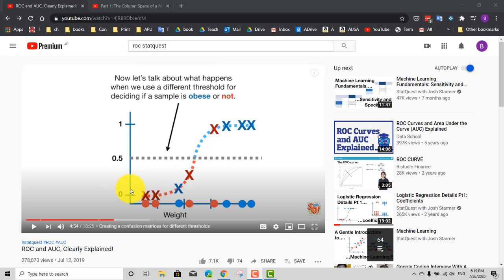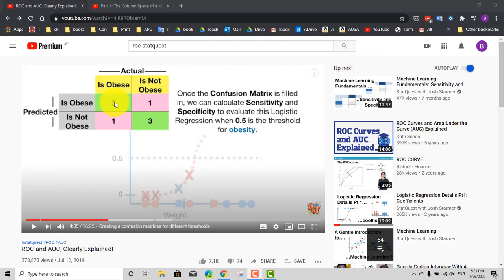So if we set the threshold, the cutoff, down here, then like we said, virtually every instance is going to be classified as obese. So we are not going to miss any of the actual obese ones, because everything is going to be classified as obese. So basically everything up here, we're not going to make any mistakes. Of the mice that are actually obese, we're going to get all of them. We're going to say all of them are obese.